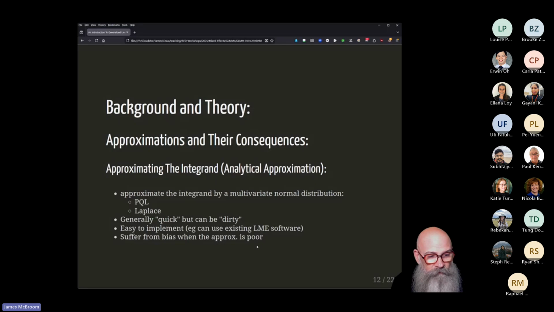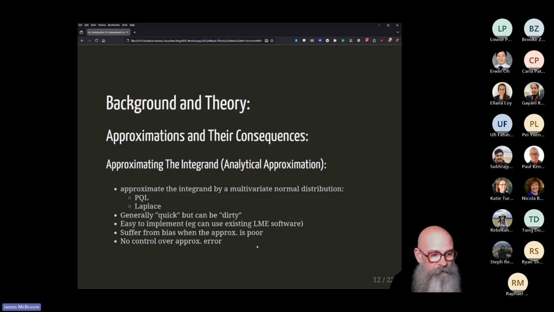They suffer from bias, especially when the approximation is poor. Now, when's the approximation poor? We'll talk about that, but the approximation is poor when the means are low. So if you've got binary data, for example, or you've got Poisson count data with a small mean, low counts, for example, or also they tend to be poor when the variance components of your groups, of your random effects, are large as well. Okay, so these are now the cons, right?